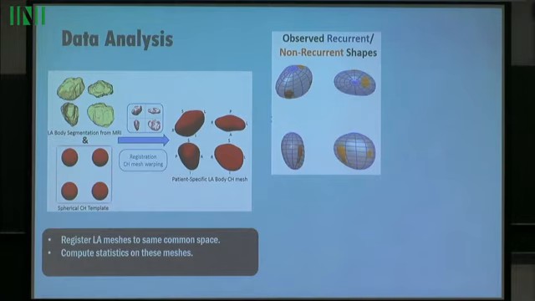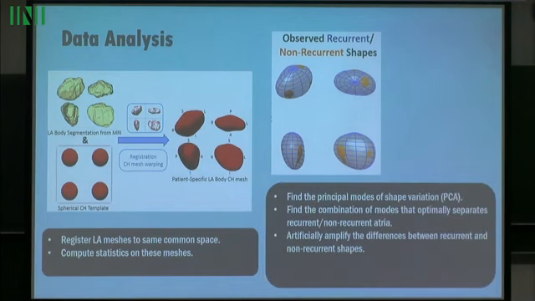So something obvious to do is to create a mean shape, and you can also create a mean shape of the patients that experience recurrence. That's this white mesh with blue wireframes, versus a mesh of the patients who did not experience recurrence, which is the one in yellow. And they're quite similar.